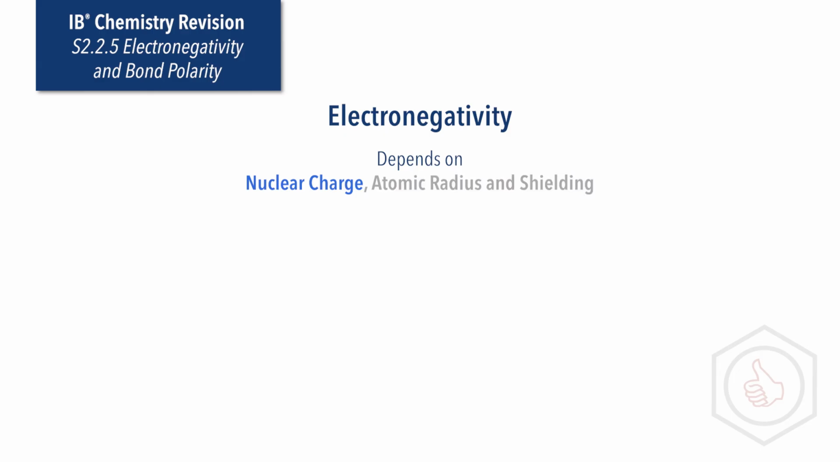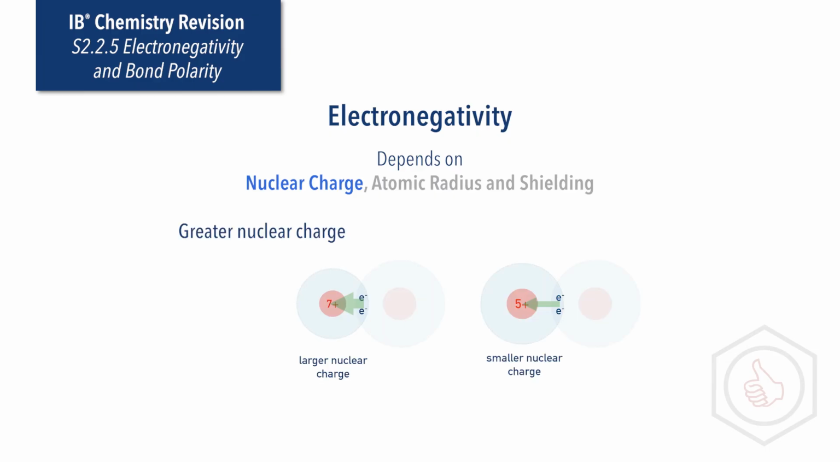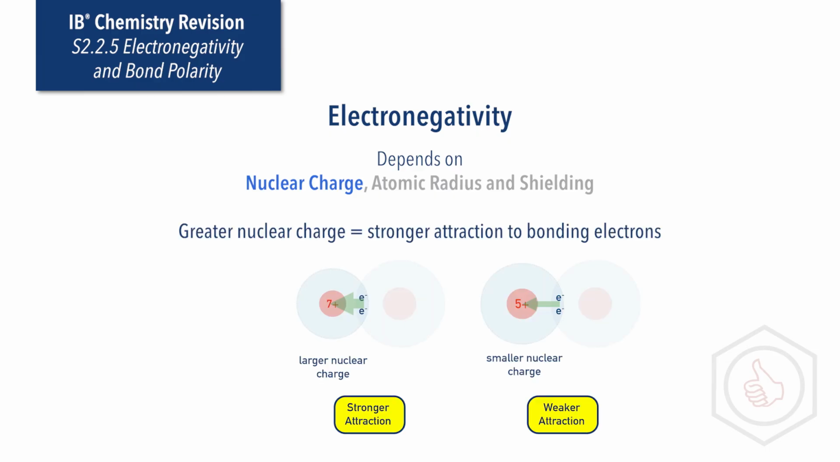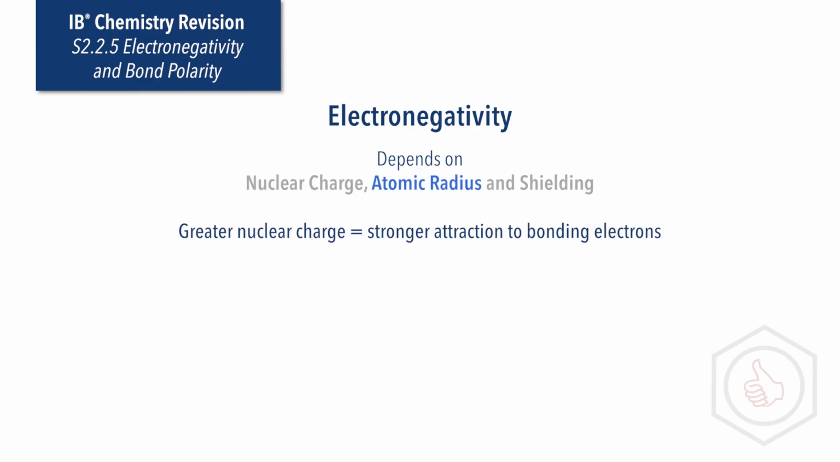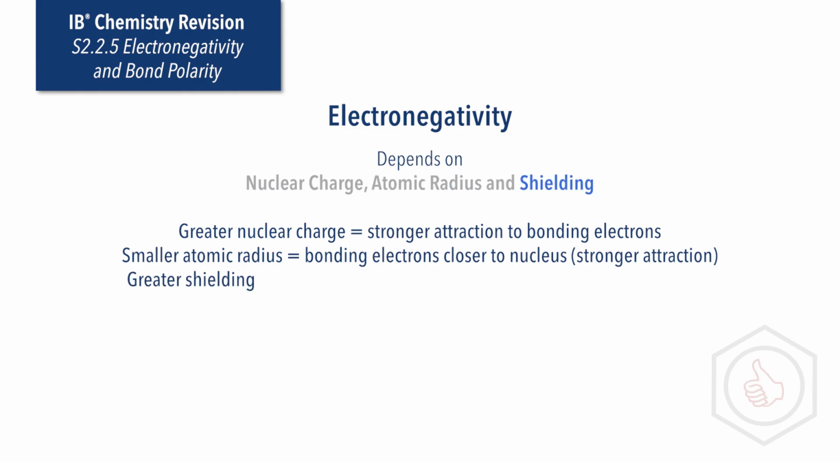The nuclear charge is really important because the greater the number of protons in the nucleus, the greater the attraction it can have to bonding electrons. The atomic radius is important because the smaller the atom, the closer the bonding electron pairs are to the nucleus of the atom, giving a stronger force of attraction. A greater level of shielding means more inner shells and subshells, reducing the attraction between the nucleus and bonding electrons.